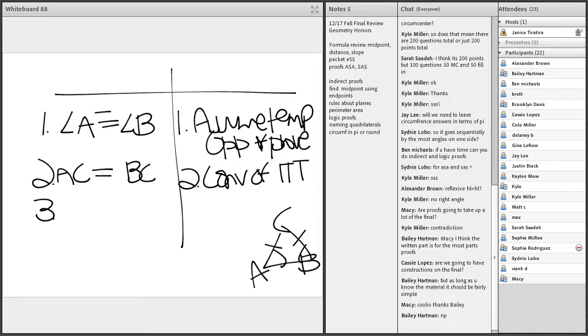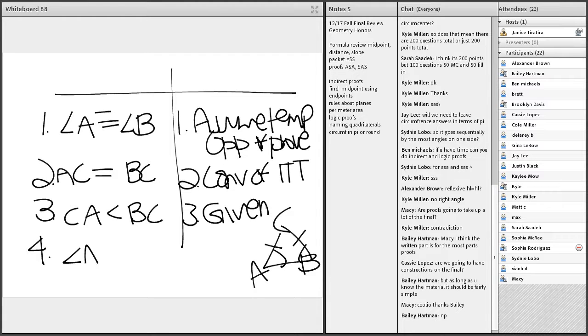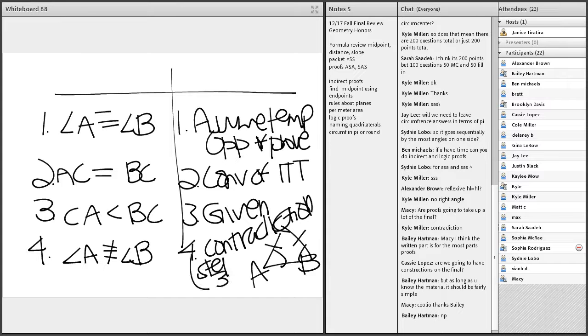And then here we will write the given, which was CA is less than BC, given. And then step 4, we'll say angle A can't be equal to angle B because contradiction of step 3 and 4. And that's the quick way, or the 2-column proof way.